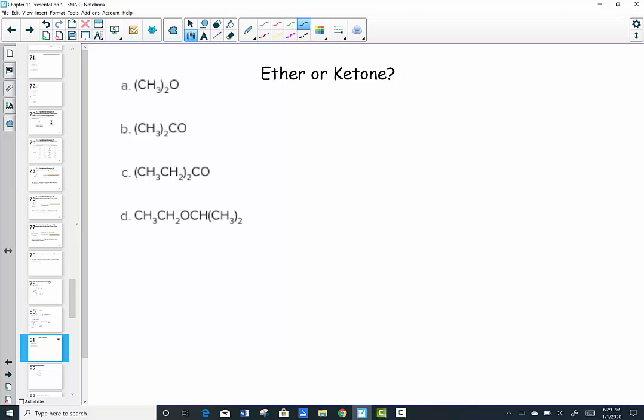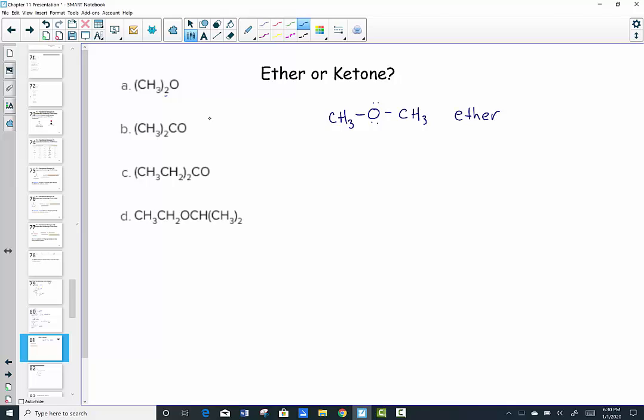Is this an ether or a ketone? On the top of page 20, we have more practice recognizing the way that we write an ether versus a ketone. In letter A, I have 2 groups of methyl. So what that looks like when I write that out, I have the oxygen, and on either side of that, I have a methyl group. So that is ROR. This is what we refer to as an ether.